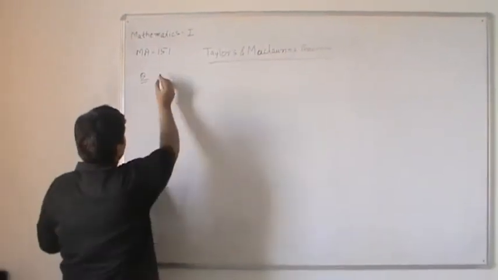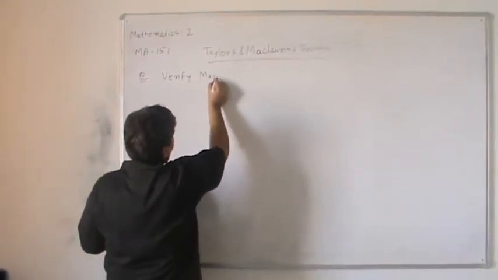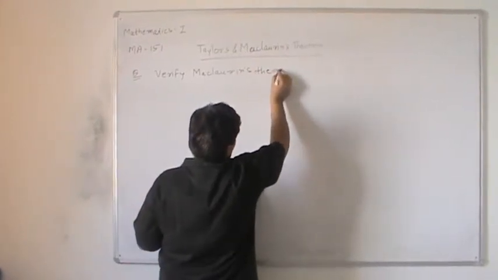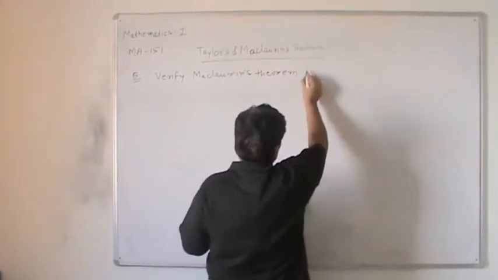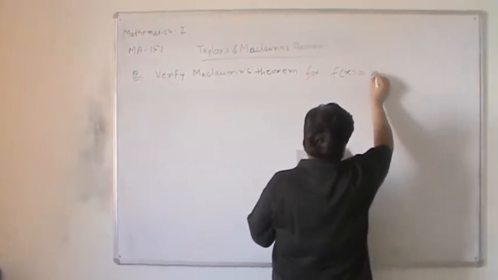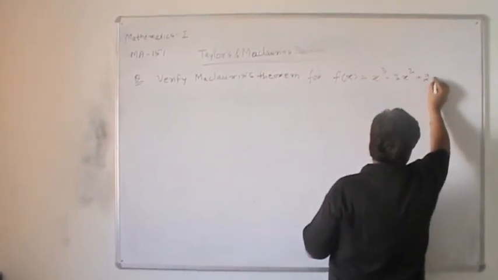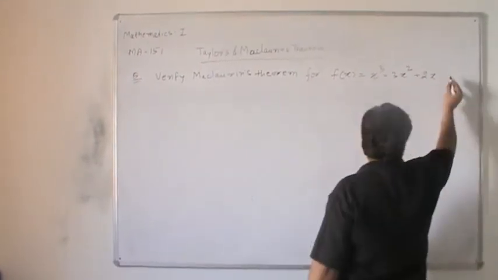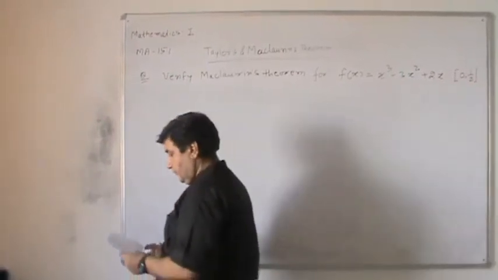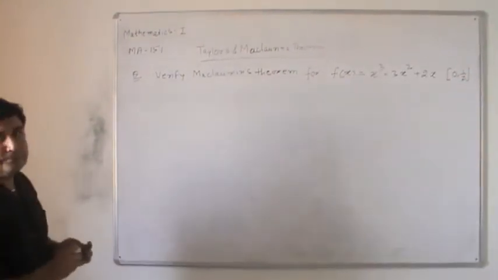So the question is, to verify Maclaurin's theorem for f(x) equal to x cube minus 3x square plus 2x in the interval 0 to 0.5. So we want to verify Maclaurin's theorem for f(x) in this interval.